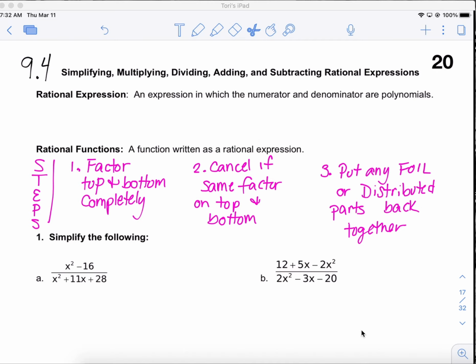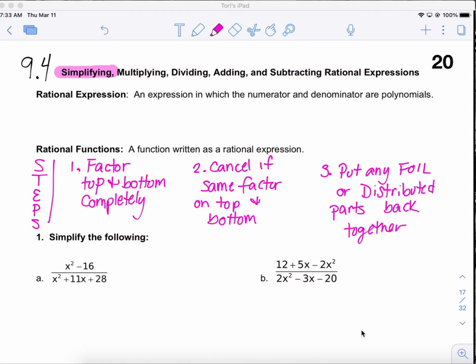Today we're going to be simplifying, multiplying, dividing, adding, and subtracting rational expressions. I'm going to do this in 3 videos to try and make it as short and sweet as possible. So this video is just going to be about simplifying, okay? All right, we are actually only going to do 3 of these problems, so hopefully this will be a pretty quick video.